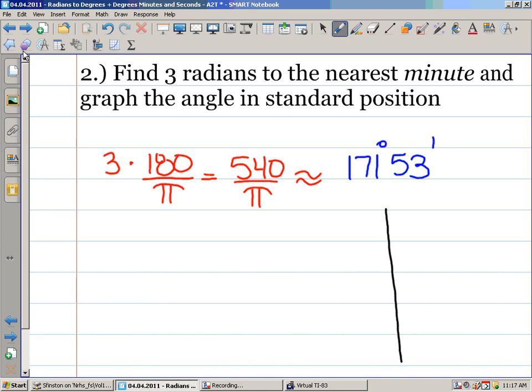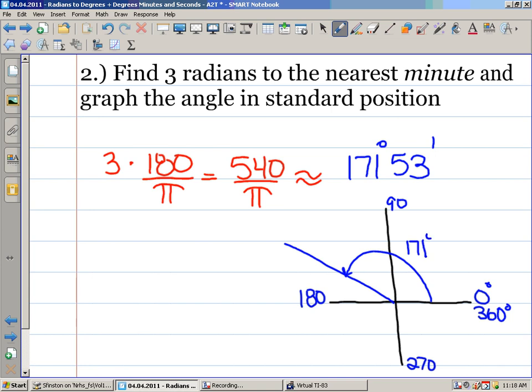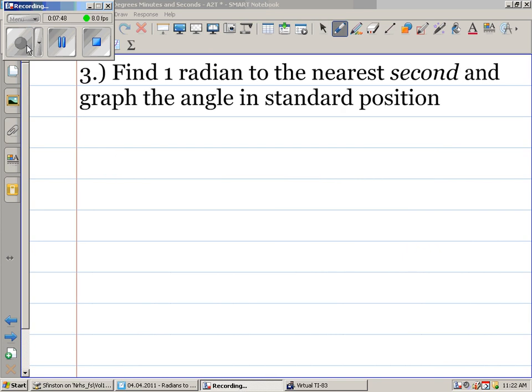Okay, and here we go. Let's call on somebody completely random. Crystal, what quadrant did I get dropped off in? The second. Does that help you out? We could just put that down each time. So that's 270, and when it comes all the way back around, it comes back to 360. So 360 and 0 are in the same spot. And 171 degrees, 53 minutes is in the second quadrant.